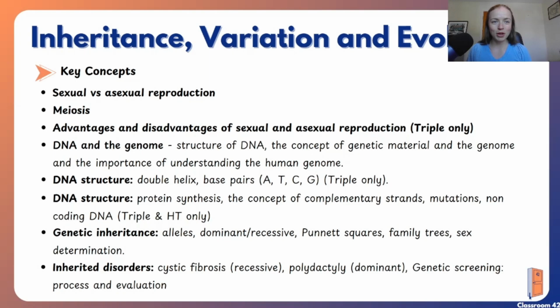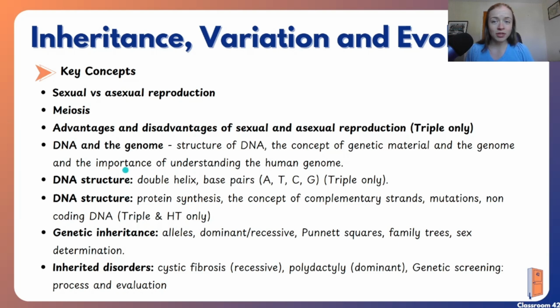So welcome back. I hope you enjoyed those questions with the revision clocks. We're now going to go over B6. So let's start with going through the key concepts for each part of this topic. So we start with sexual versus asexual reproduction, and that includes the processes of each of them in animals and plants, and also meiosis as well. And then for triple science students, you need to evaluate the advantages and disadvantages of sexual and asexual reproduction.